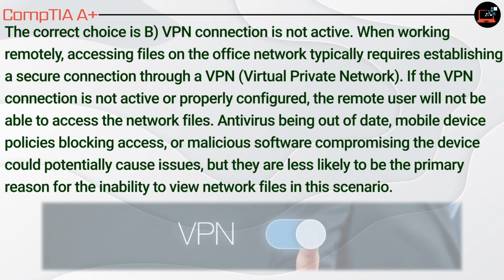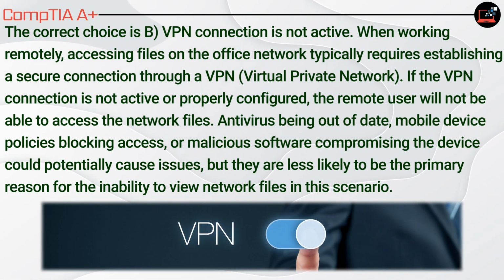The correct choice is B. VPN connection is not active. When working remotely, accessing files on the office network typically requires establishing a secure connection through a VPN, virtual private network. If the VPN connection is not active or properly configured, the remote user will not be able to access the network files. Antivirus being out of date, mobile device policies blocking access, or malicious software compromising the device could potentially cause issues, but they are less likely to be the primary reason for the inability to view network files in this scenario.